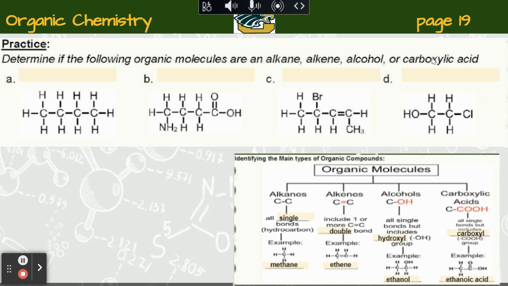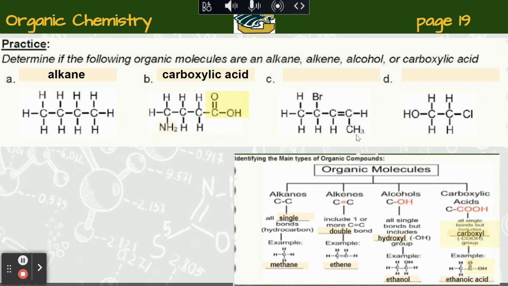All right, the first one, hopefully you noticed, is all single bonds. Every single one of these is a single bond, so this is an alkane. This one has 2 functional groups, but only one of them was a main functional group. This is the main one, this is secondary, so it's not counted as part of the main name. So this would be considered, because it has a COOH group, a carboxylic acid.